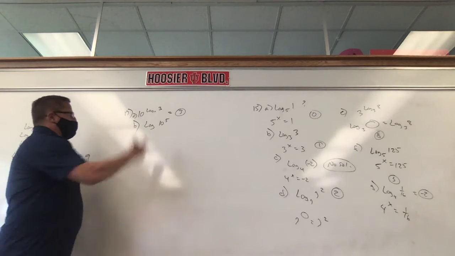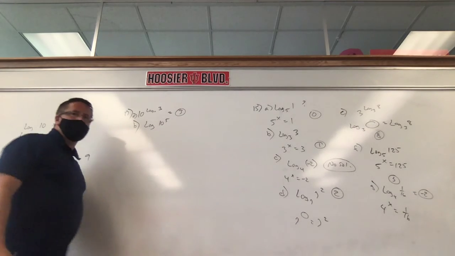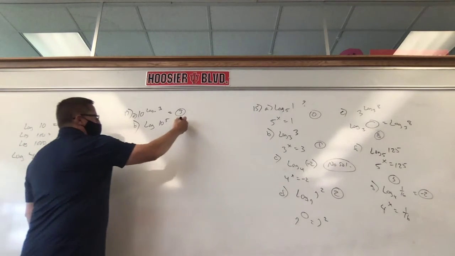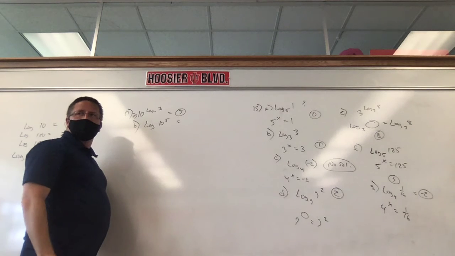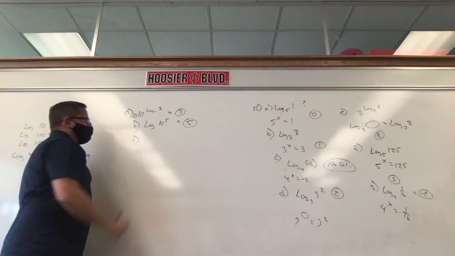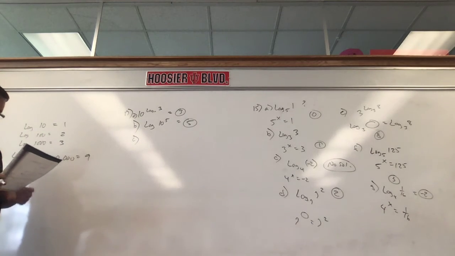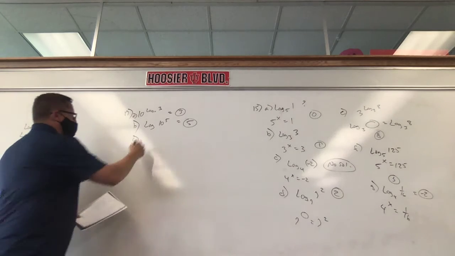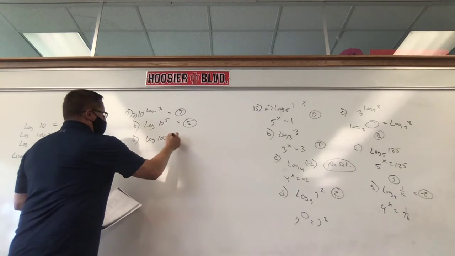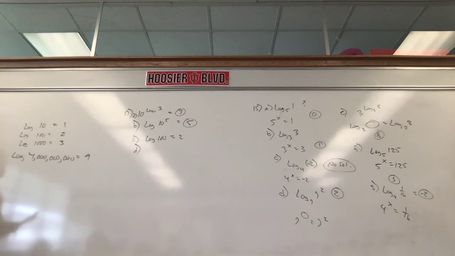So, what's the log of 10 to the 5th? 10 to the 5th is a 1 with 5 zeros. So it'll be 5. That's 5 zeros. What's the log of 100? I already did it. 2. Why? You could say because 10 squared is 100. Simpler answer is 2 zeros.